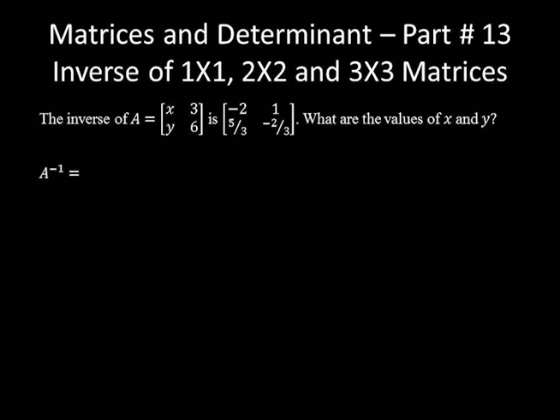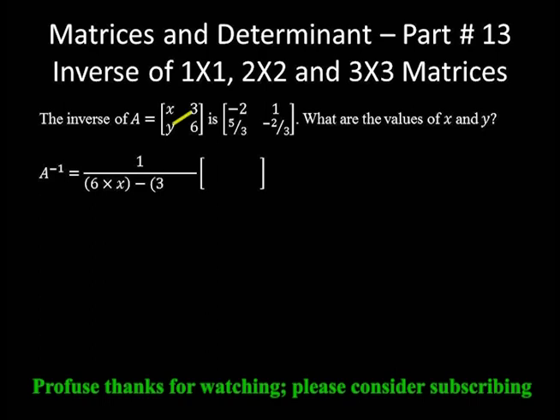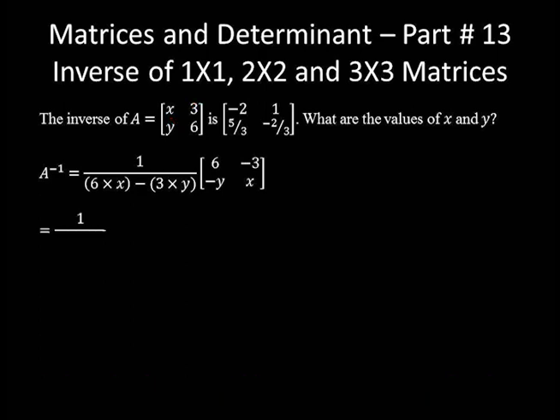A inverse equals 1 over the determinant of matrix A times the matrix we will determine by exchanging the main diagonal elements and taking the opposite of the remaining two elements, which is equal to 1 over the product of main diagonal elements, that's 6 times x, minus the product of the remaining two elements, that's 3 times y. To find the elements of the matrix, let's switch x and 6 and take the opposite of the remaining two elements, that's the opposite of y is negative y and the opposite of 3 is negative 3, which is equal to 1 over 6 times x is 6x minus 3 times y is 3y times the matrix we determined.